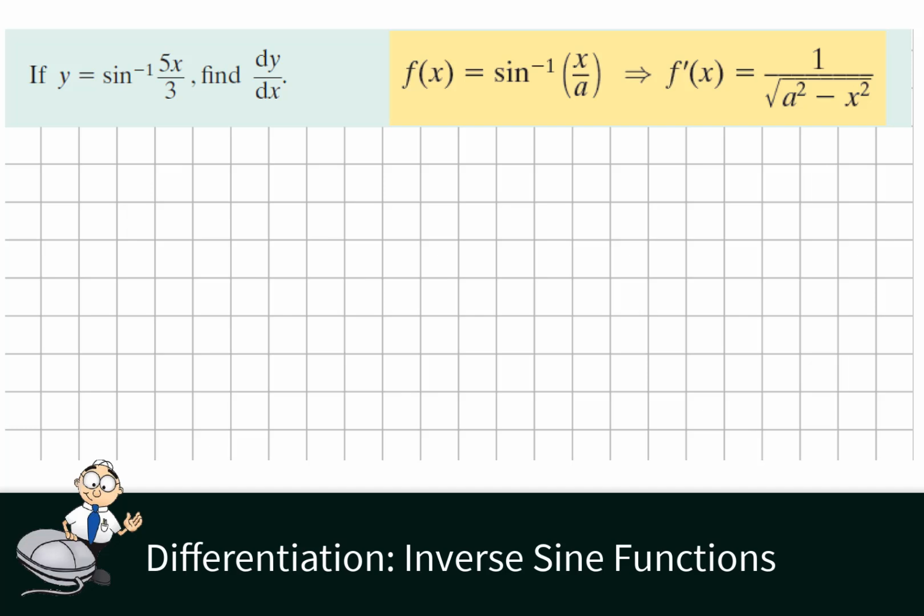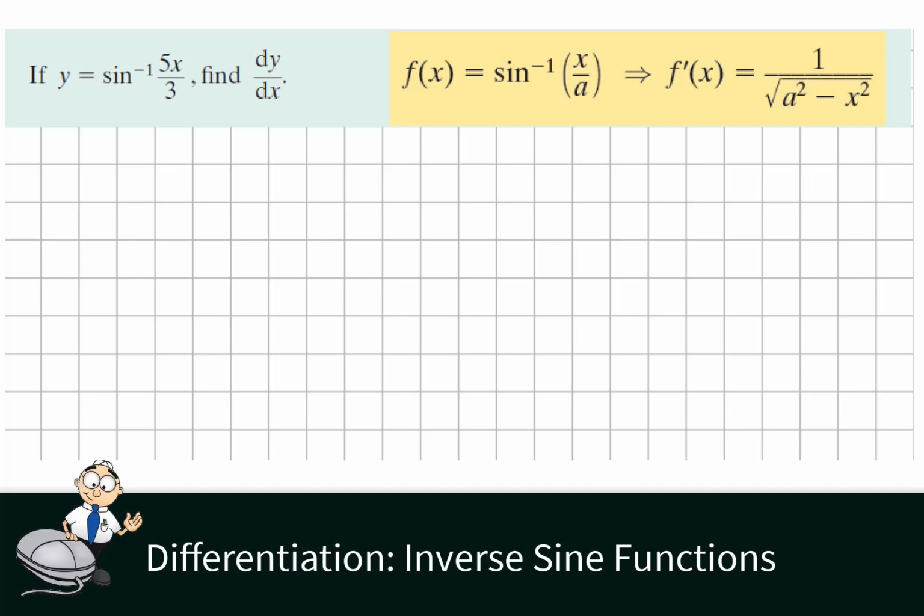Firstly, it's important to understand that sine inverse 5x over 3 is an angle. So effectively what we're doing here is finding the derivative of the angle y. The formula for doing this is here in yellow: the derivative of sine inverse x over a is 1 over the square root of a squared minus x squared.